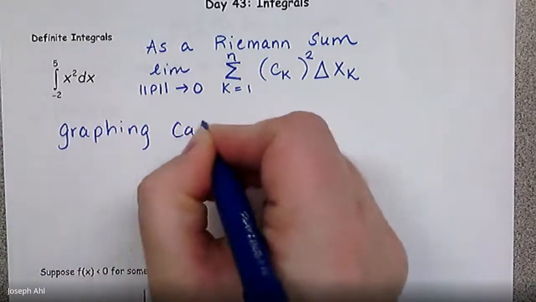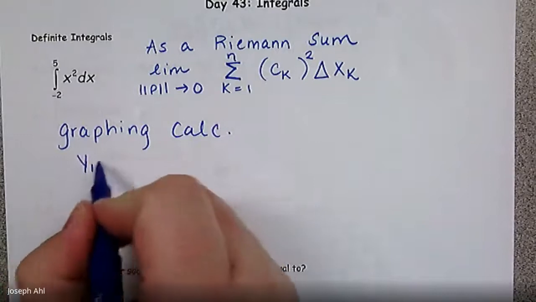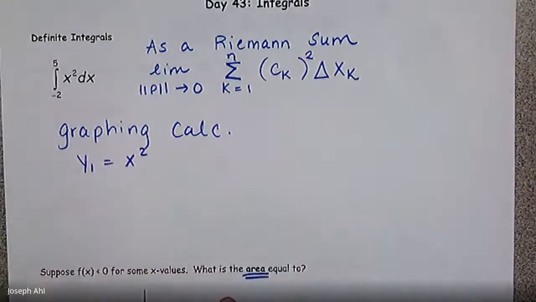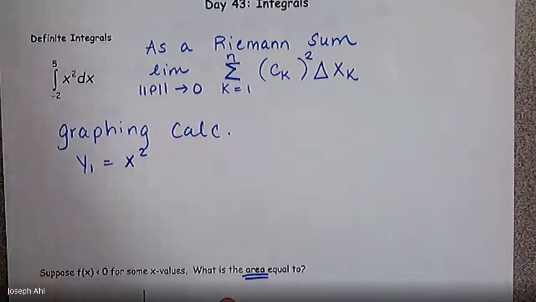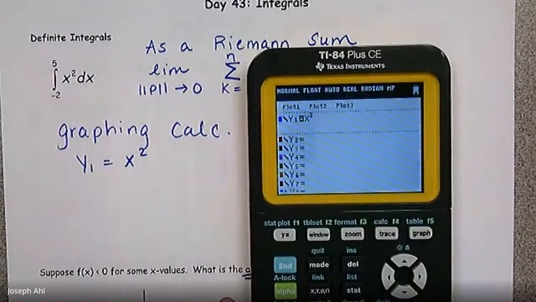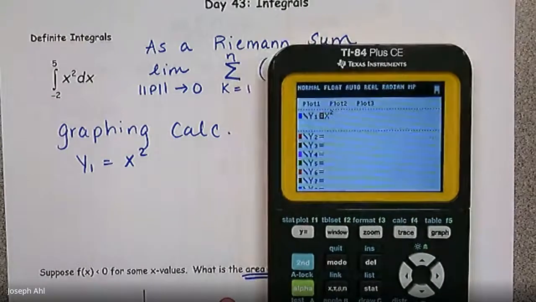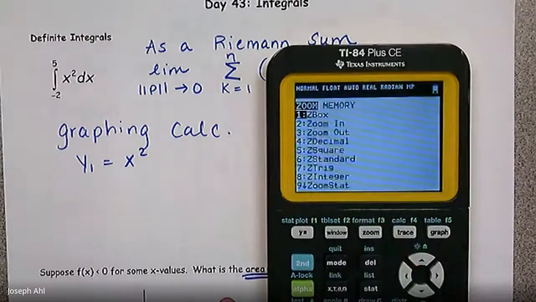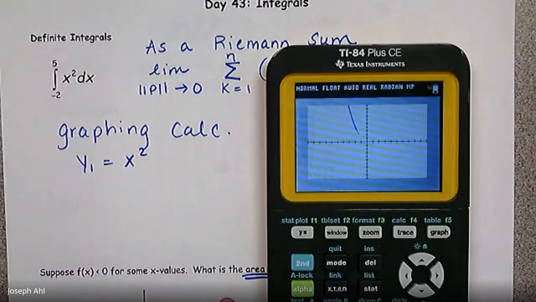So on your calculator, you're going to go to y1. You're going to just type in x squared. So that's pretty easy for us to do. Go to y equals. We'll type in x squared. And then once you have x squared in y1, if you hit zoom 6 just to make sure we graph it, and there's our good old function y equals x squared.